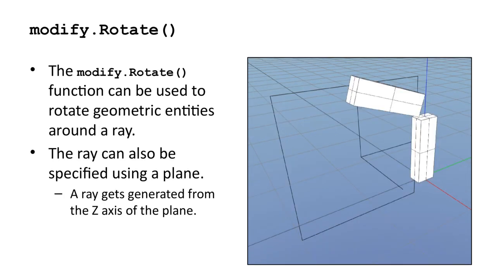The modify.rotate function can be used to rotate entities around a ray. However, you can also give the function a plane, and it will create a ray from the plane z-axis. In the example, you can see a box being rotated around the z-axis of the plane.